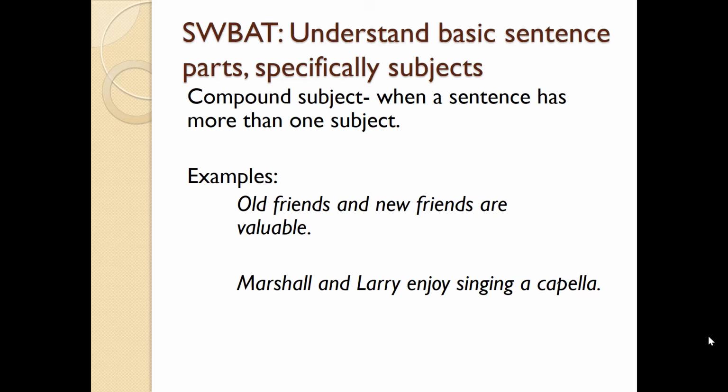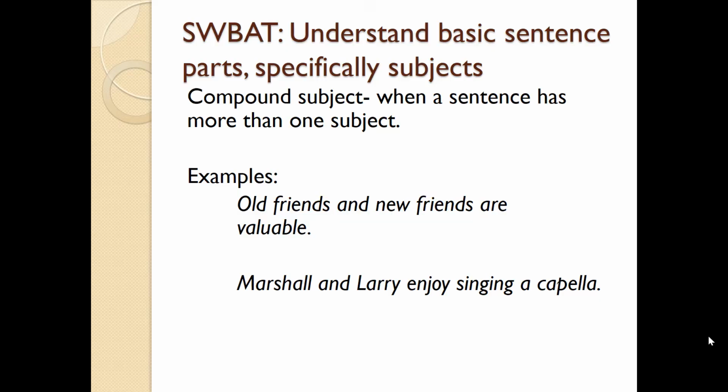Who or what is this sentence about? Well, it's about friends and friends. But if I'm asked for the complete subject, I would want to include all of the words associated with the word friends the first time and friends the second time. So the complete subject of the sentence is old friends and new friends.